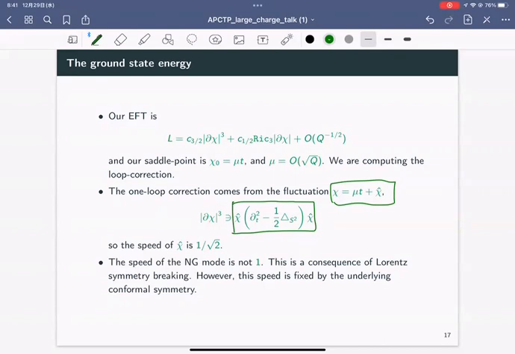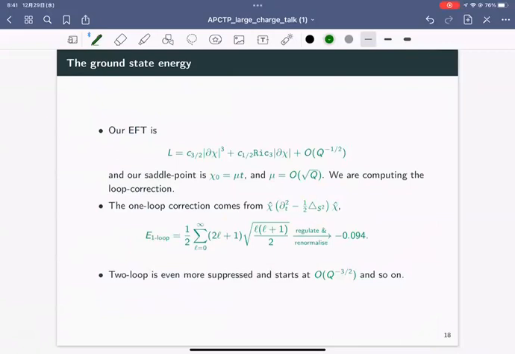Great, so let's compute it. I mean, there is nothing to do anymore. So this is the one loop correction term. One loop correction comes from this term, and then you use log det. And the log det can be decomposed into spherical harmonics. This is the multiplicity. This is the energy of the angular momentum L mode. And then you sum it up. And then you need to use zeta function to regularize and renormalize to get this number. It's a number, and it'll come into the final result. And two loop is even more suppressed and starts at q to the minus 3/2 and so on. Great.